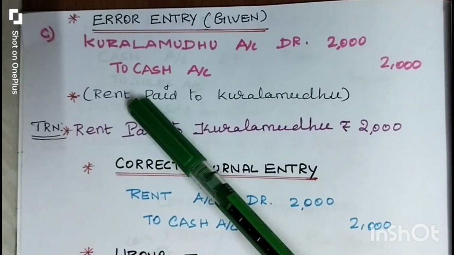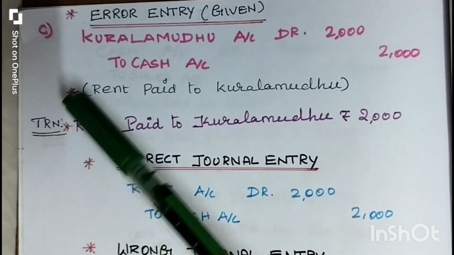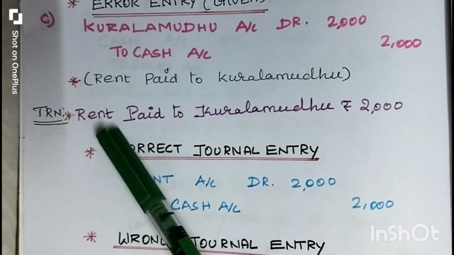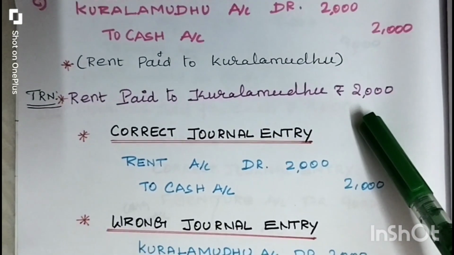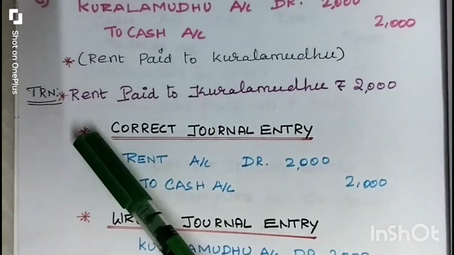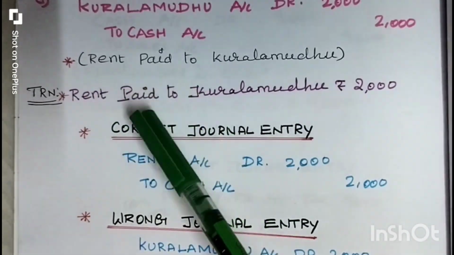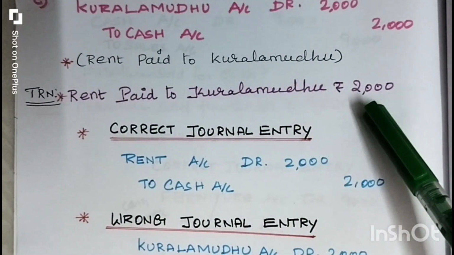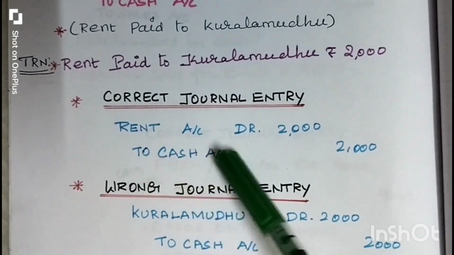We can take that narration as the transaction. Let's take the narration as the transaction, that is, rent paid to Kuralamudu, rupees 2,000. What does this transaction tell us? Rent paid means cash goes out in the name of rent. Rupees 2,000 cash goes out in the name of rent. What is the correct journal entry?